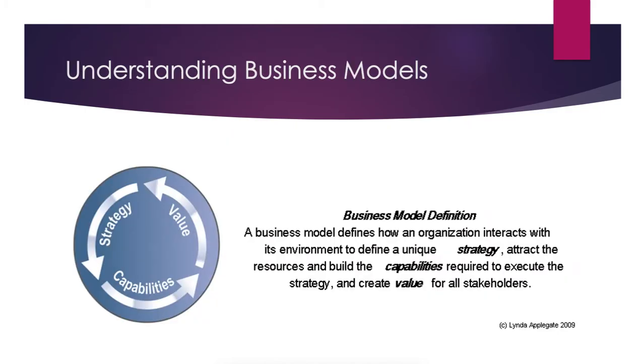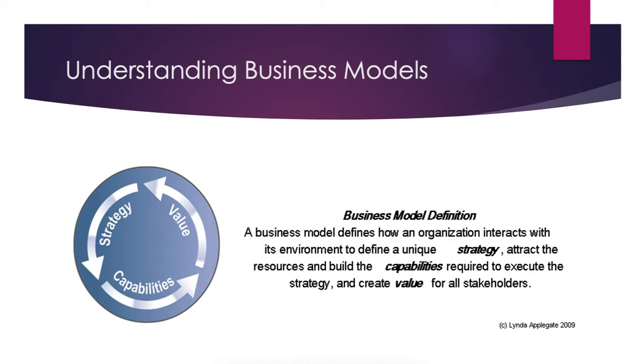Next, take a look at understanding business models. Here we see basically how a company interacts with the environment, defines a unique strategy, attracts resources, and builds capabilities required to execute the strategy, and at the same time creates value for all stakeholders. So the concept of the business model is an organizing framework. As mentioned just now, the three components are strategy, capabilities, and value.